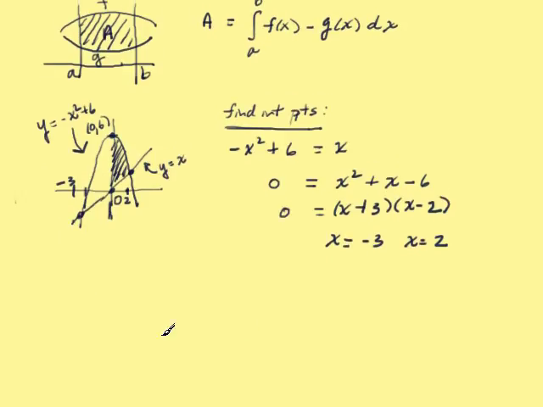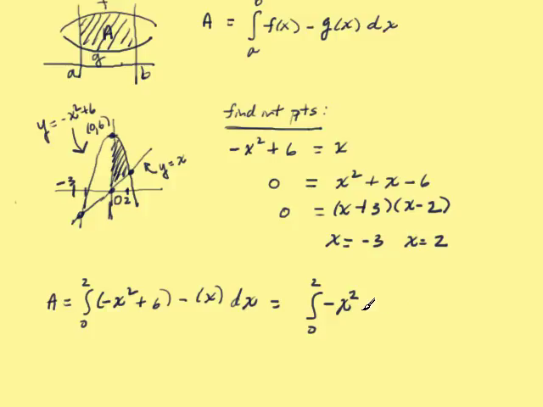All right, so let's use our formula, and we have that the area is equal to the integral from 0 to 2 of the upper, minus x squared plus 6, minus the lower. Okay, let's just write that out. We don't need those parentheses. Minus x squared minus x plus 6 dx. And we'll integrate, power rule, minus x cubed over 3 minus x squared over 2 plus 6x. And substitute in our limits of integration.